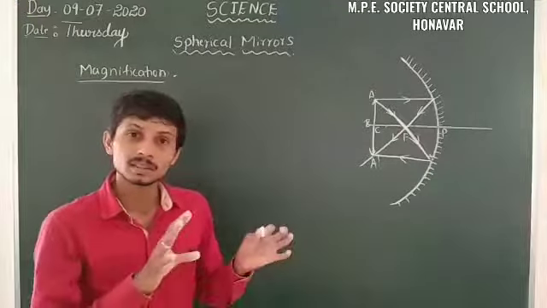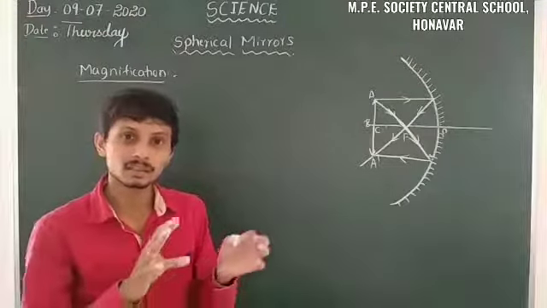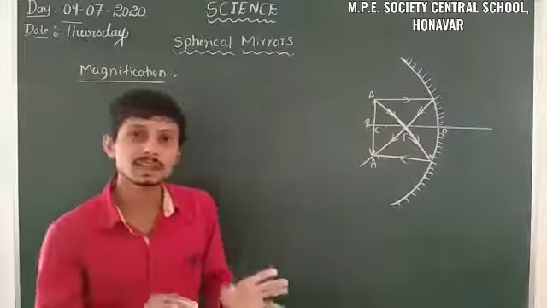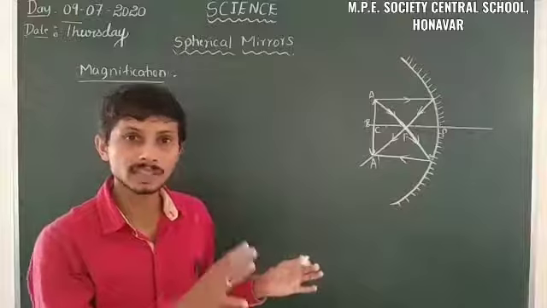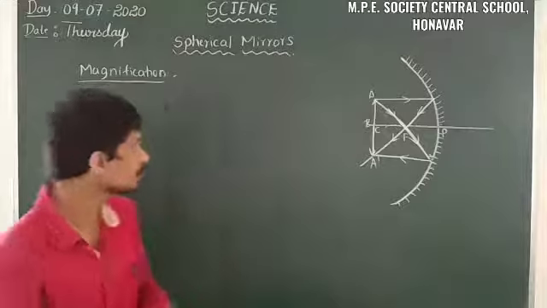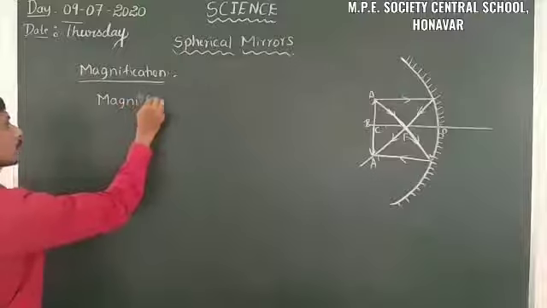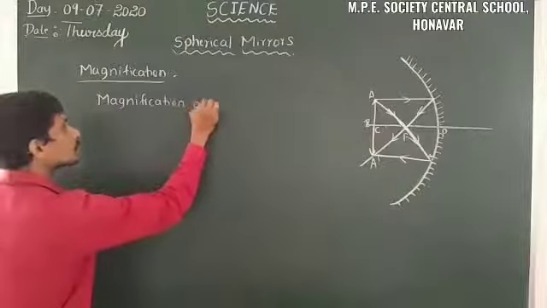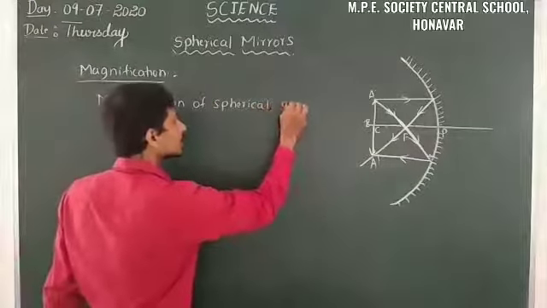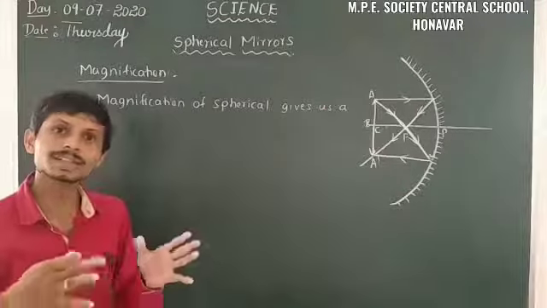Magnification of the spherical mirrors gives a relative extent. It's a relative extent, that means object distance and the image distance. It's a relative extent of the size of the image with respect to the size of the object. So magnification of spherical mirror gives us a relative extent. Relative extent means it's a ratio.